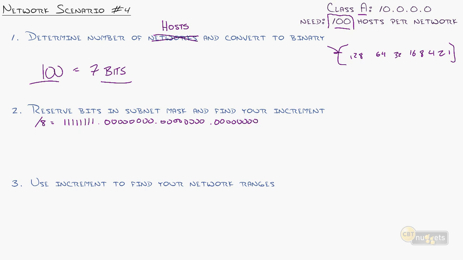Okay, so are we creating 100 networks, or are we creating 100 hosts per network? We're hosts per network, so save the host bits. We're going 1, 2, 3, 4, 5, 6, 7, and then 1 flips over to the network side. Now, wait a second. What about all the rest of them? They all flip.